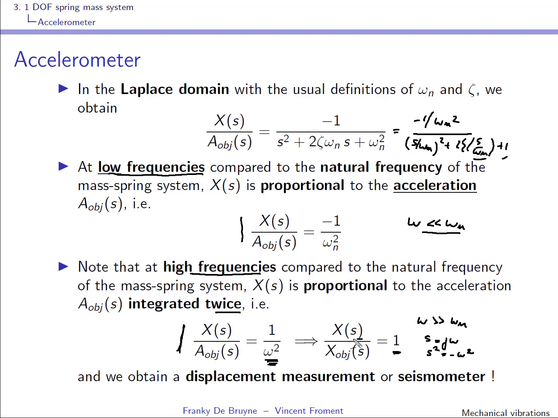So if you measure x and you consider high frequencies, then you have a displacement x that is proportional to the displacement of the object, and you have kind of a displacement measurement. Okay, in this situation at lower frequencies you have a displacement that is proportional to acceleration, so this will be used to measure acceleration, and this is the equation for an accelerometer.